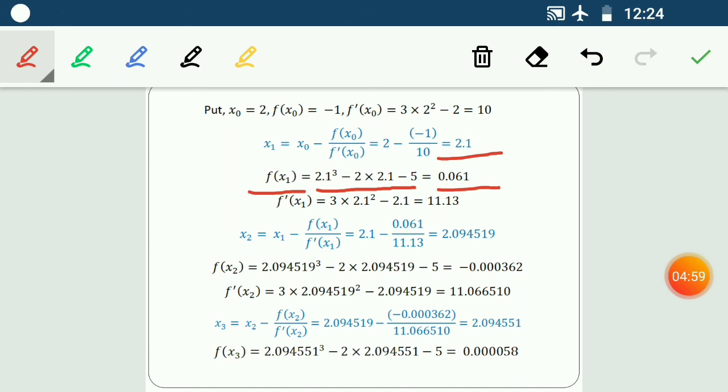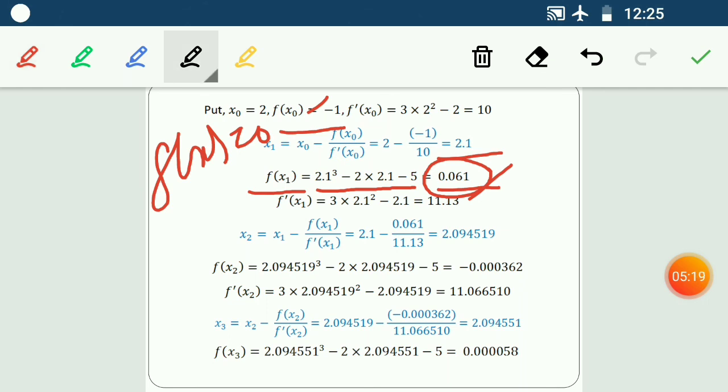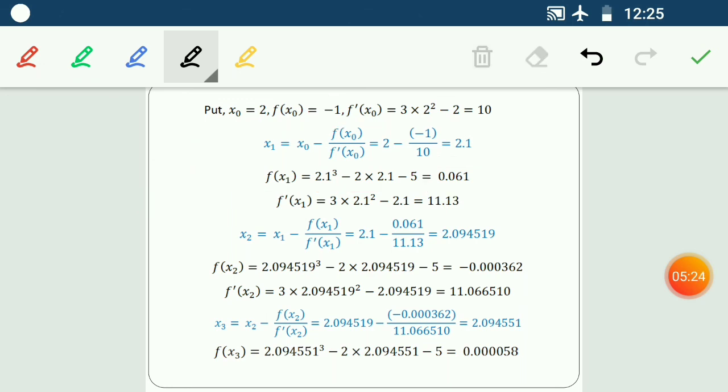See, here in f of x naught you are getting the value of -1, and ideally we should have a value of f of x equals 0. Okay, and in the next iteration I am getting the value as 0.061. That means from -1 to 0.061 we have moved towards the value 0. Okay, so that means we are going for the right solution. That check we have to keep in mind always.